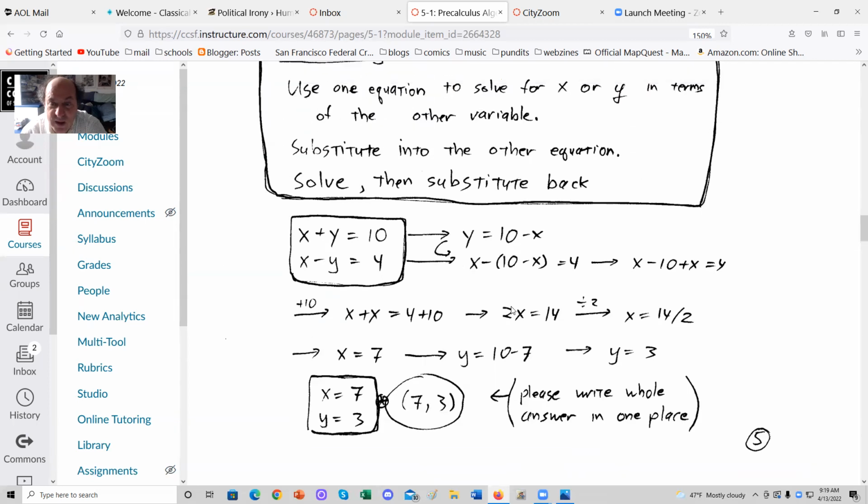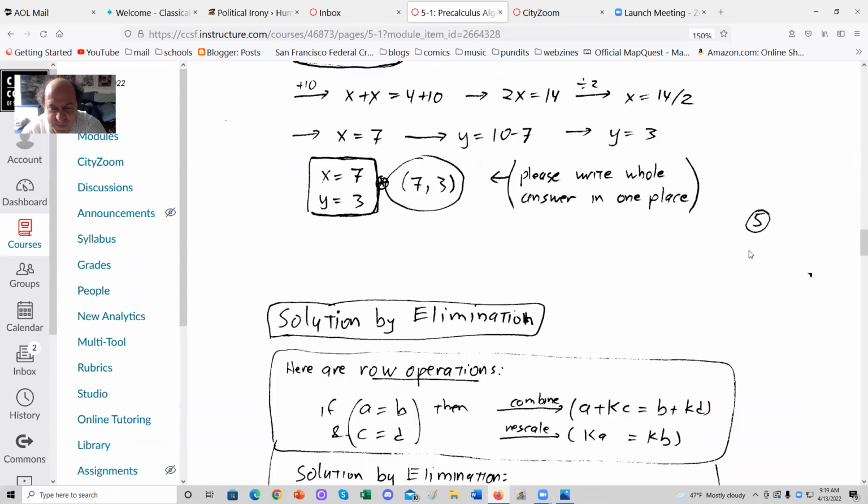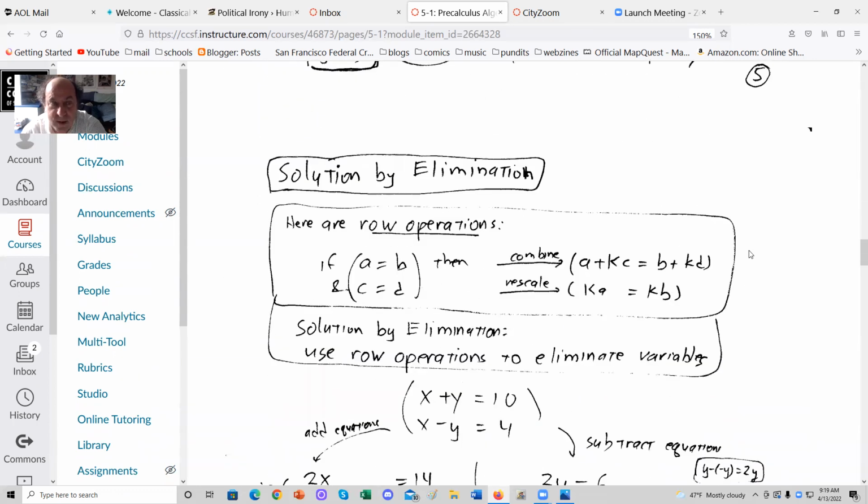That's solution by substitution. It works well enough when one of the coefficients a, b, c, and d is plus or minus 1. Otherwise, it's a pain in the neck because you have to deal with a lot of fractions. Now, the solution by elimination of variables.